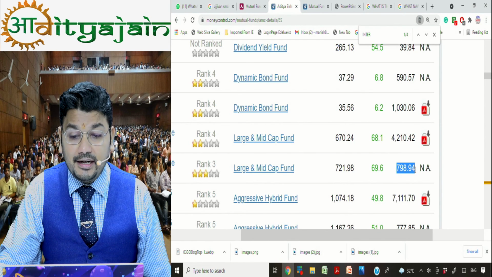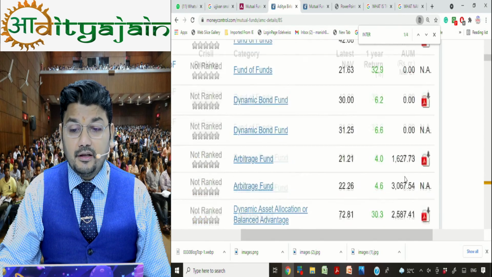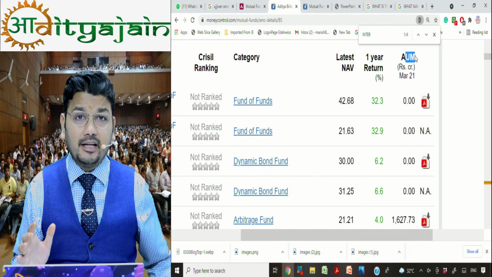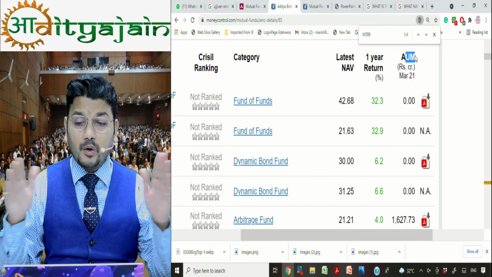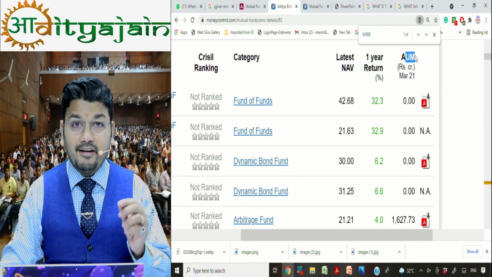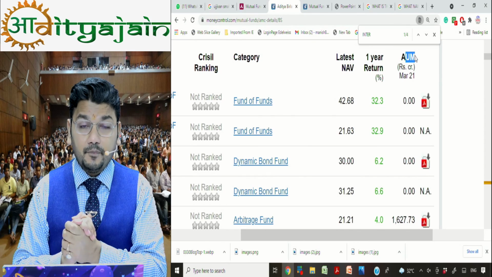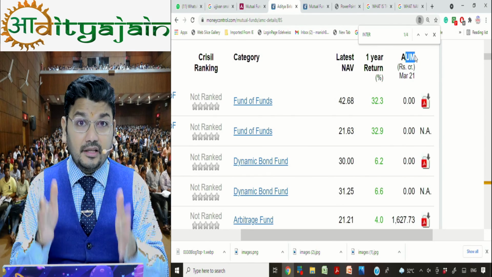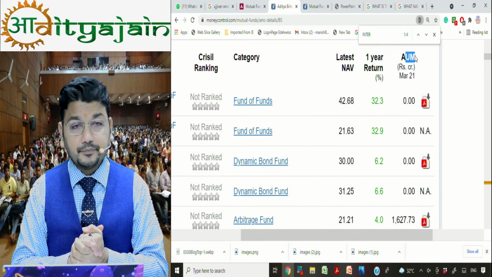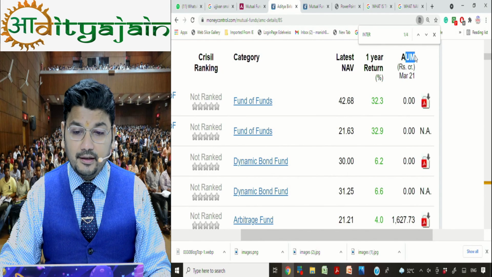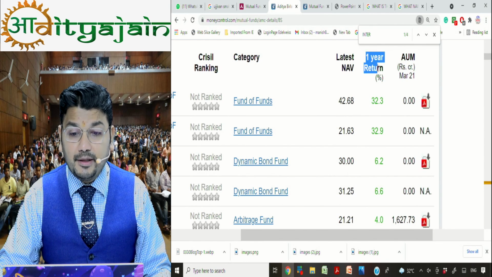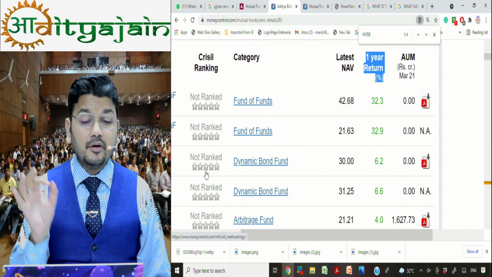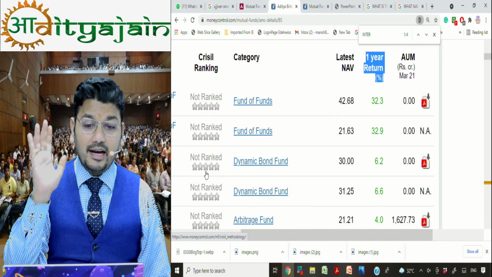And what is 798.94? It is AUM. AUM stands for asset under management. It means they have total net assets of approximately 700 crore. 700 crore of assets under this scheme they are managing. And this is the 1 year return, which was coming, 70% is the return. We have calculated return in our class. We have calculated NAV in our class.